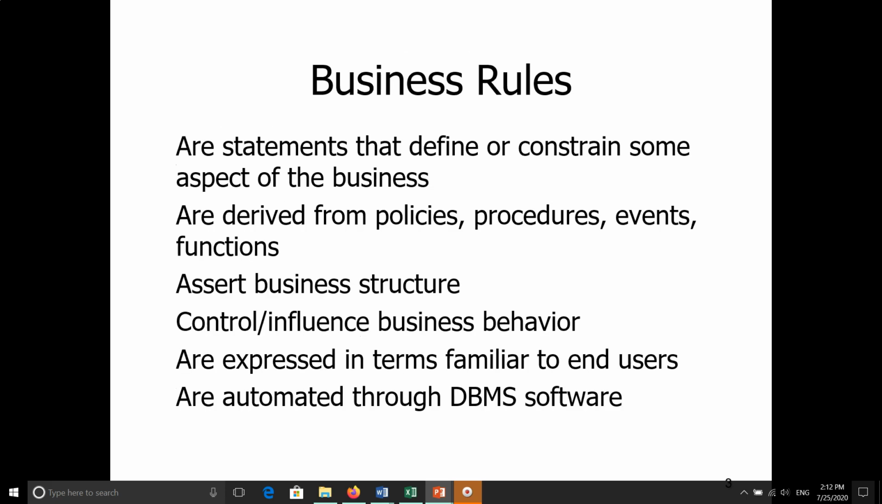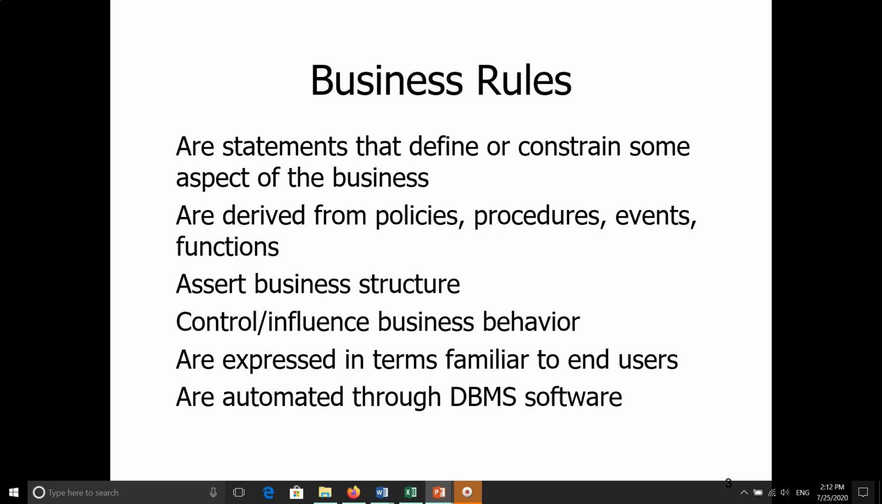First of all, let's talk about business rules. Business rules are not universal. Each organization has its own business rules. So it's very important for a database designer or system analyst to draw these business rules in these technical diagrams so that programmers can program these business rules in the application.